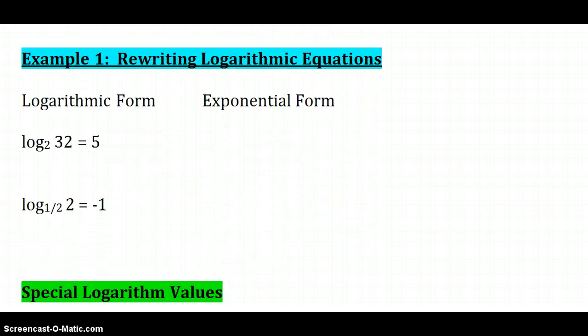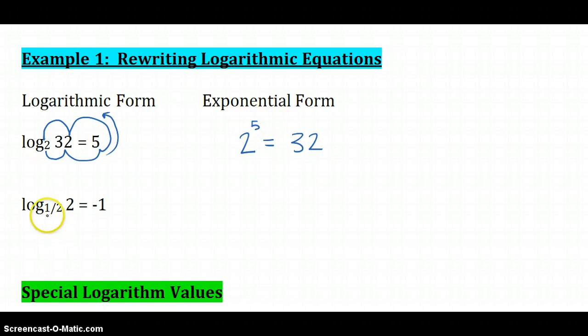So first thing, we're going to move from logarithmic form to exponential form. So that means make your little frog. Start with the base, make a loop, loop, loop, loop, and just follow your loop. 2 moves up to where the 32 is. 32 moves to the other side of the equal sign. And 5 moves up to the exponent. And you're done.